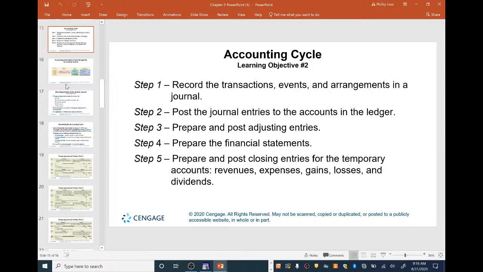Once again, remember, temporary accounts are what? These are going to be your operational accounts on your income statement. Revenues, expenses, gains, losses, and dividends, okay? So once again, that is the accounting cycle.